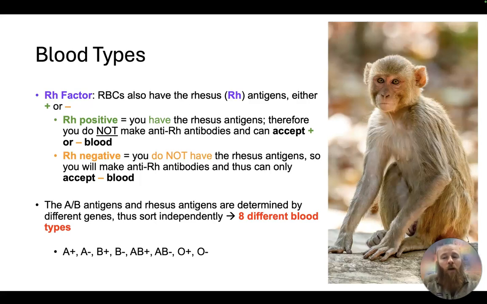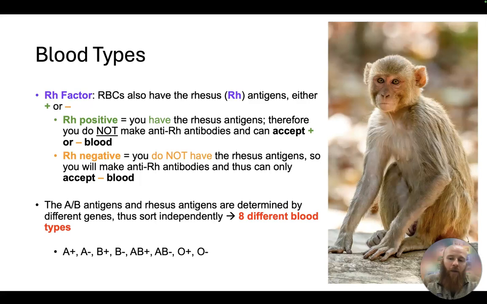Think of these as additional antigens that could be on the surface of your red blood cells. And so if you are Rh positive, this means you have the rhesus antigens. So therefore, you do not make any of the anti-Rh antibodies, and you can accept both positive and negative Rh blood. However, if you are Rh negative, you don't have the antigens. So you're going to make those anti-Rh antibodies, meaning the only way that you can accept blood is if it's a blood type that is also Rh negative. So you can't accept any Rh positive blood types.